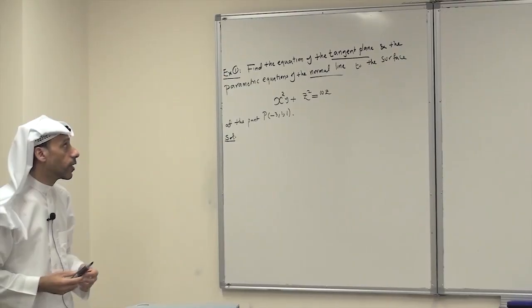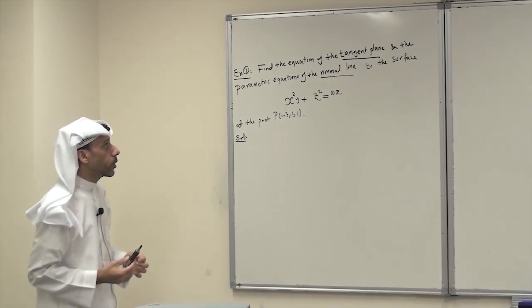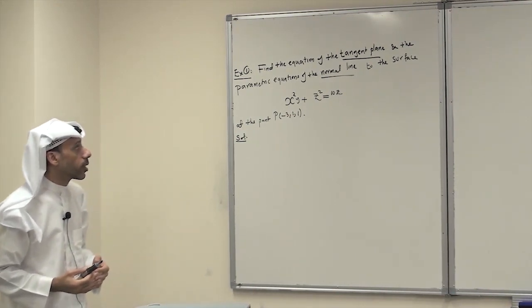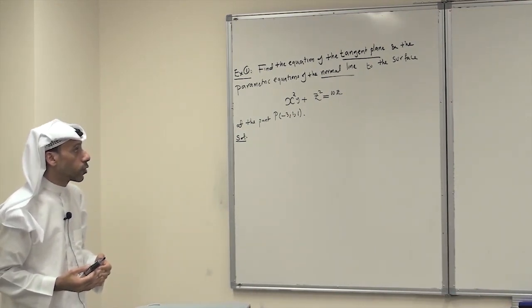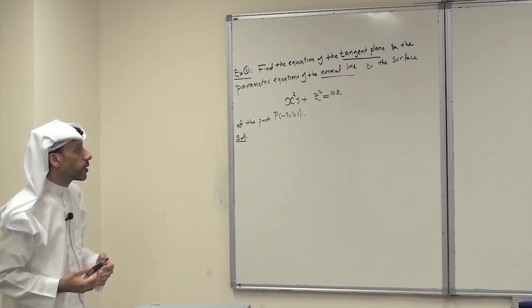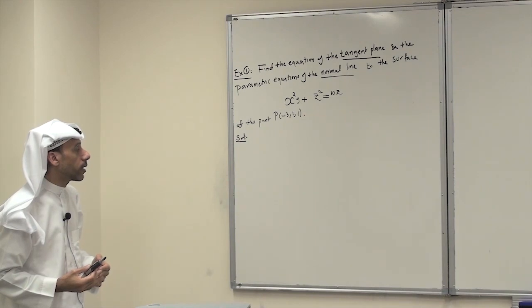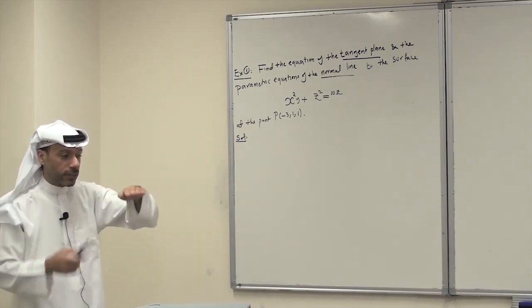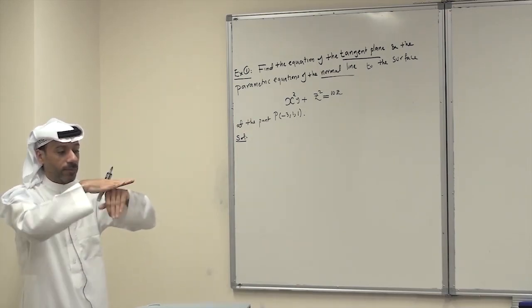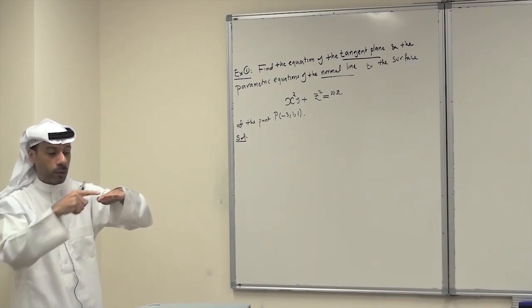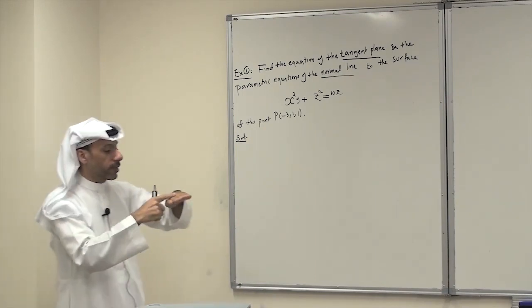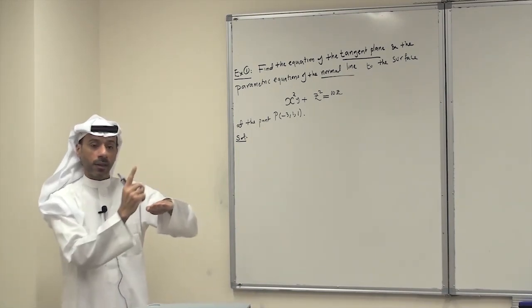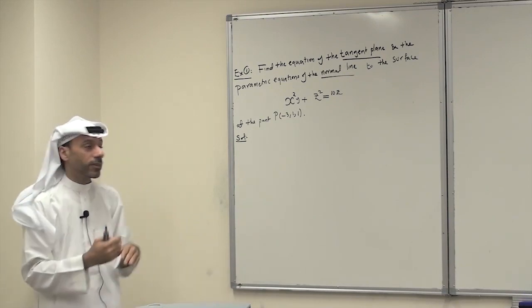Let's consider now the following problem. Find the equation of the tangent plane and the parametric equations for the normal line to the surface x squared y plus z squared equals 10z at the point (minus 3, 1, 1). So we need the equation of a tangent plane, and for a tangent plane you need a point, and the point is given, and we need the normal line. What is the normal line in this case?